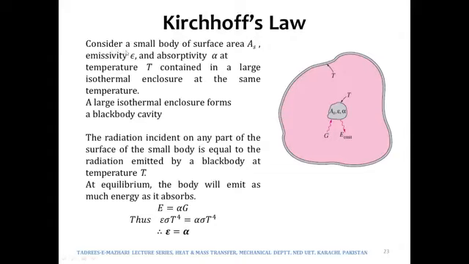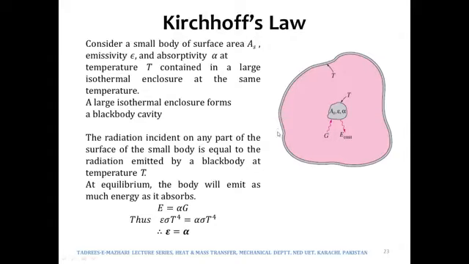Kirchhoff's law says that if we have a small body placed in a large enclosure, with a surface area of AS, having an emissivity of epsilon, it means that this body is gray, because the emissivity of a black body would be 1, and having an absorptivity of alpha, and it is at a temperature T, and it is contained in a large isothermal enclosure.